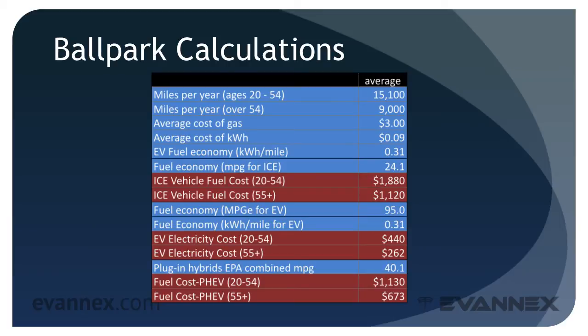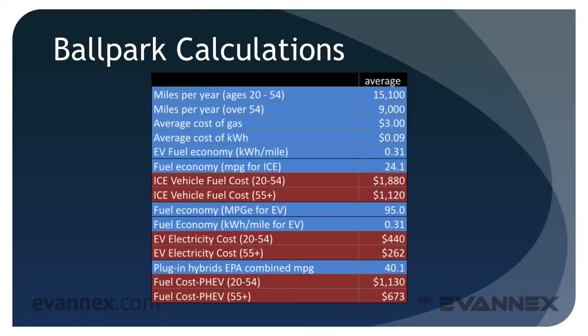It's worth taking a look at a few ballpark calculations using US averages for some of these values. Between the ages of 20 and 54, the average American drives about 15,100 miles per year. Those older than 55 drive an average of 9,000 miles per year. The average cost of gas over the past 6 months has been about $2.80 per gallon. Relatively low by historical standards in recent years. But as all of us know, that number varies dramatically year over year.